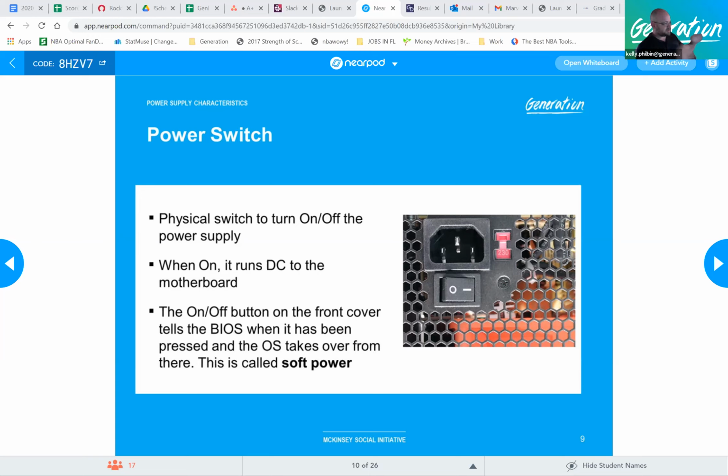Any comments, questions on the power switch in the back? Oh, sorry, real quick. As we were talking about, the front button goes through the BIOS. They typically call this soft power. This is one you definitely want to remember, soft power, for the button on the front of the tower, because it's basically asking permission from the computer to turn it off. Whereas the one on the back is more of a hard on or off.